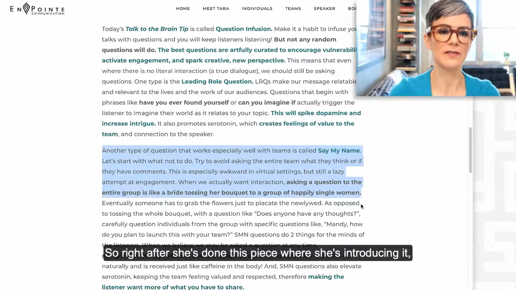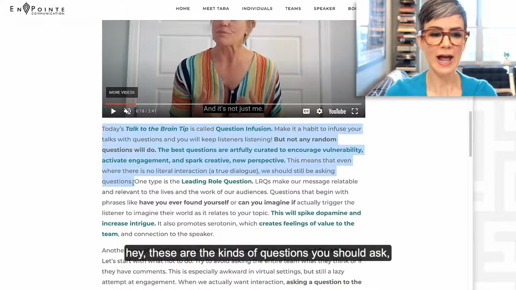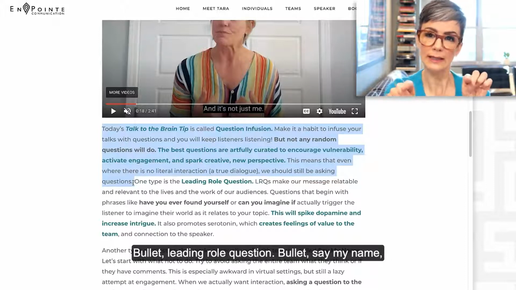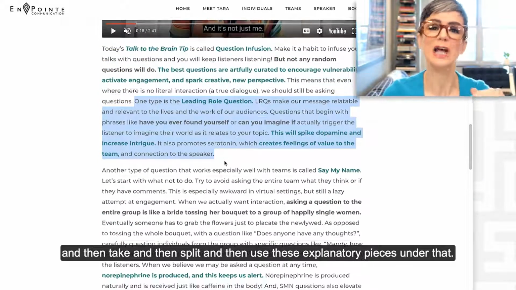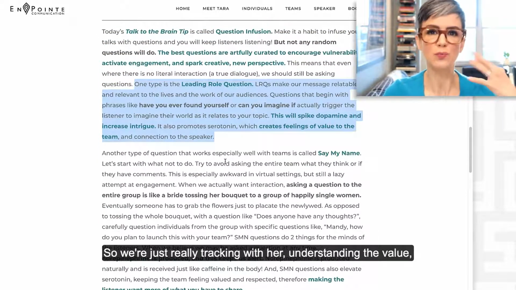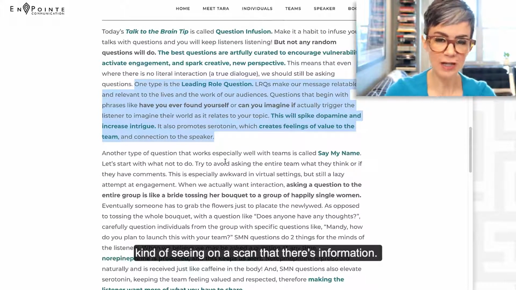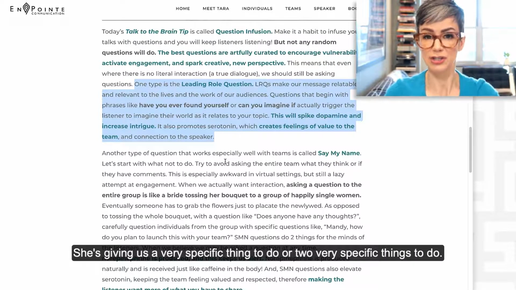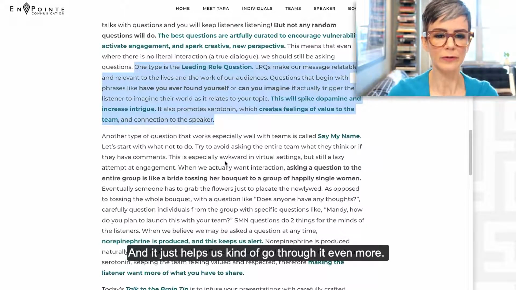So right after she's done this piece where she's introducing it, hey, these are the kinds of questions you should ask. There's 2 types that you can start using right away. Bullet, leading role question, bullet, say my name, and then split and then use these explanatory pieces under that. So we're just really tracking with her, understanding the value, kind of seeing on a scan that there's information. She's giving us a very specific thing to do, or 2 very specific things to do. And it just helps us kind of go through it even more.